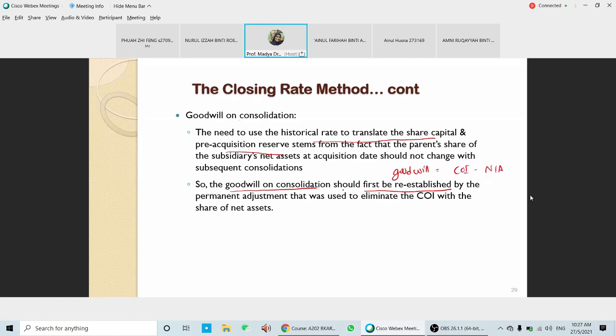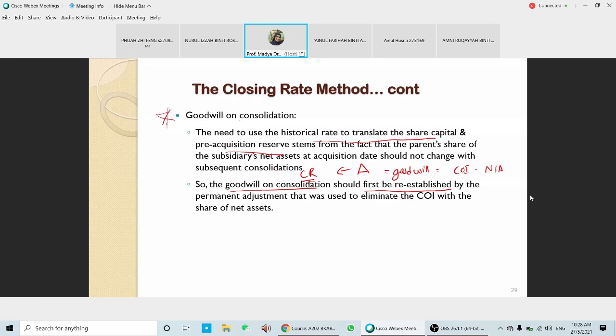Then we're going to find the goodwill, and as this goodwill becomes your asset, when you translate it here, you need to use the closing rate. So the goodwill on consolidation should first be re-established by the permanent adjustment that was used to eliminate the COI and share of net asset. So have to be careful with the goodwill.